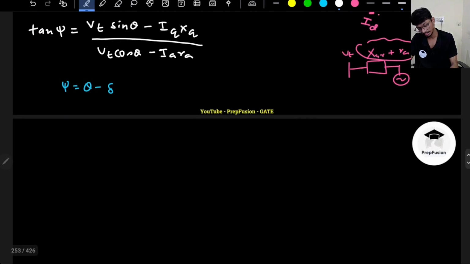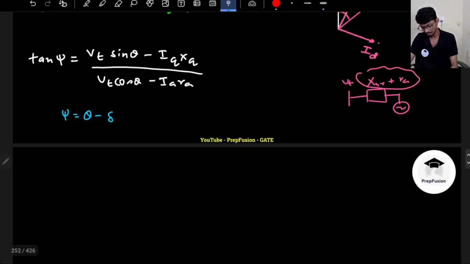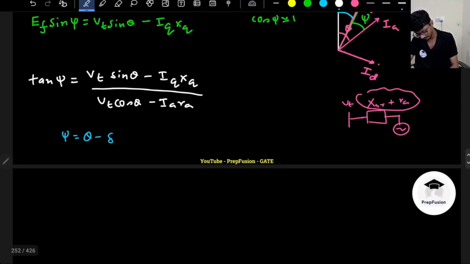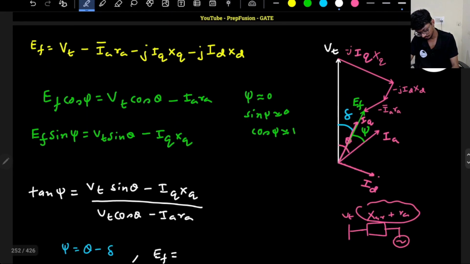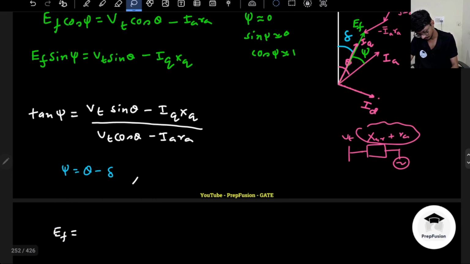What about the lagging case? For the lagging case you just replace theta with minus theta. So if you replace theta with minus theta, and also your EF, right, EF will be the same value, this whole square basically. So we'll write EF over here.